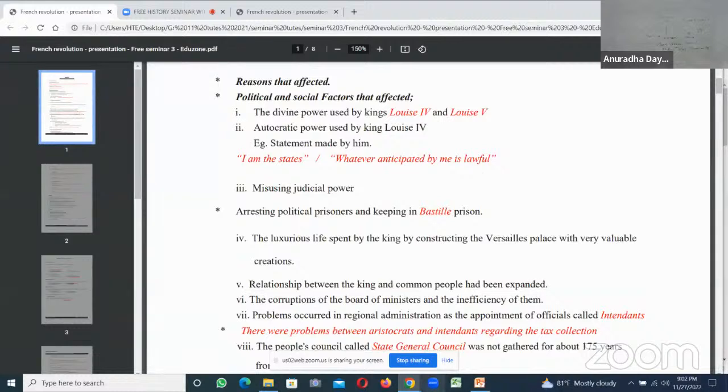The corruptions of the board of ministers and the inefficiency of them, and problems occurred in regional administration as the appointment of officials called intendants. Who were the intendants? Special officials appointed by the king to collect taxes. Normally taxes were collected by the nobles. When intendants were appointed to collect taxes, there was a struggle between the intendants and the aristocrats. There were problems between aristocrats and intendants regarding the tax collection.